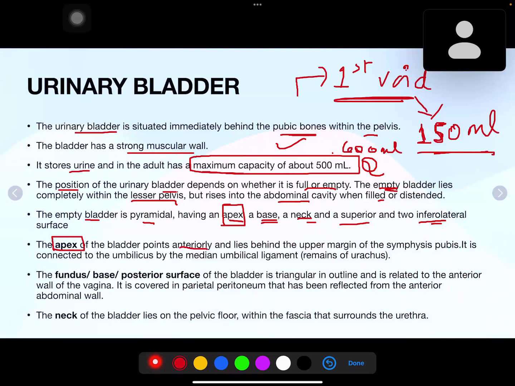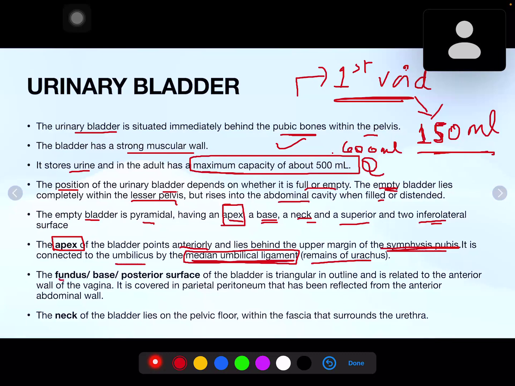Now the apex. The apex of the bladder points anteriorly. What is anterior? The anterior portion is the symphysis pubis. So it lies just behind the symphysis pubis, and it is connected to the umbilicus by the median umbilical ligament. The median umbilical ligament is actually the remains of the urachus.